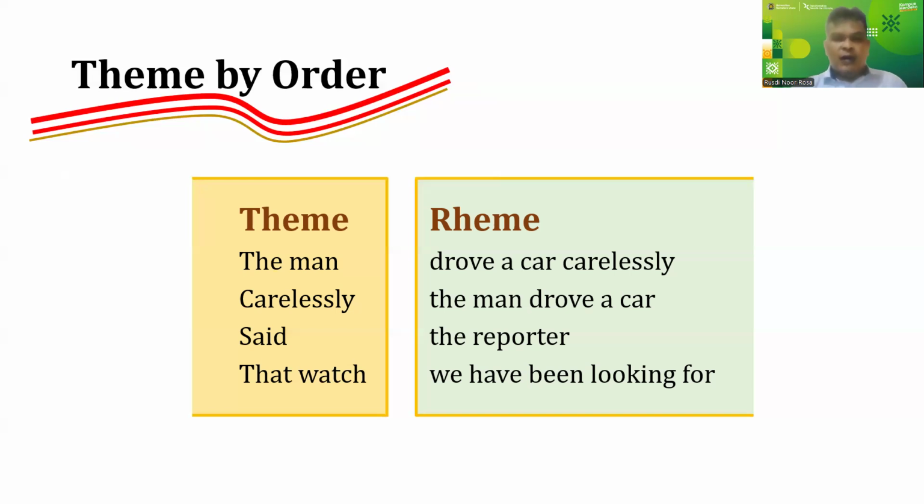And the last one here, that watch, also belongs to participant, but this is quite unusual because this is not the first participant. This is not participant one, but participant two, which is usually located after the process. And you can find that it is quite unusual to say "that watch we have been looking for" instead of saying "we have been looking for that watch." Nevertheless, these clauses are acceptable in English, but they are constructed by using different elements as the first elements of the clause.